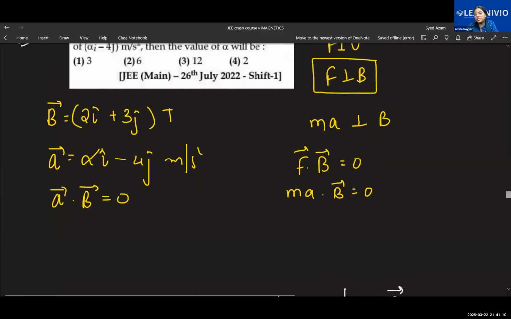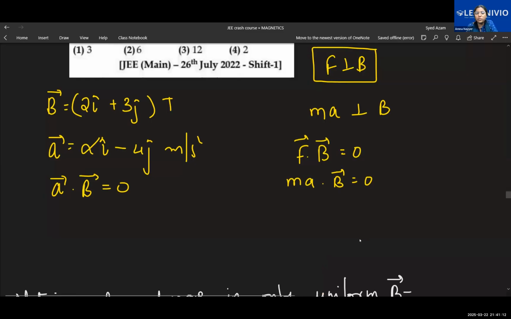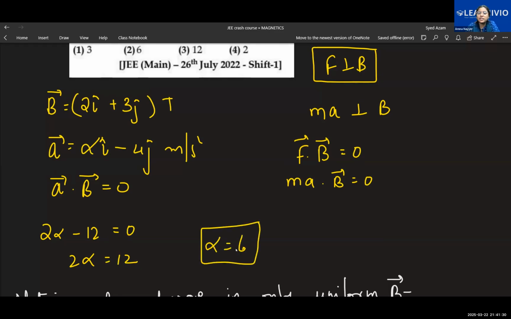Dot product sir has already taught you. Now you are going to tell me. Meera, let's start with you. A dot B. 2 alpha minus 12. Exactly. 2 alpha minus 12 is equal to 0. So 2 alpha will be equal to 12. Alpha's value is 6. Is the answer clear to both of you?